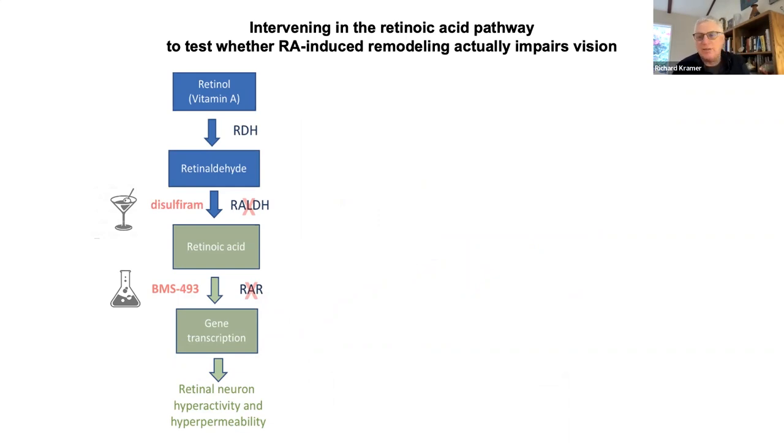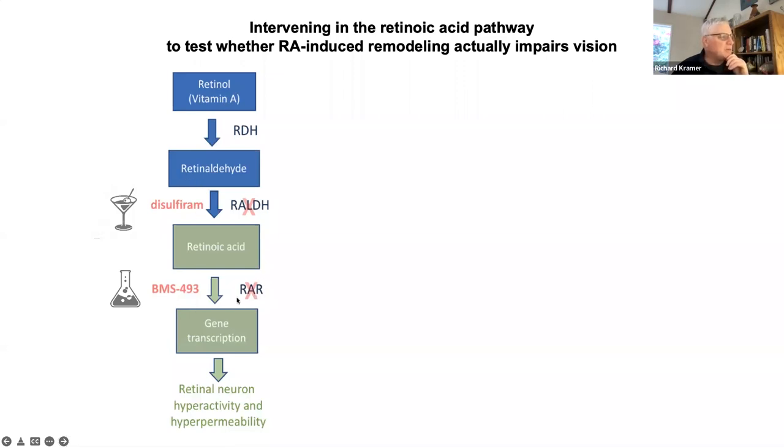What about vision itself? Do the mice actually see better? I've already mentioned how we intervene in this pathway at the level of the retinoic acid receptor with BMS-493. So just to run through this again, vitamin A is converted into retinaldehyde. When photoreceptors die, there's an excess of retinaldehyde, which leads to excessive production of retinoic acid. And that turns on gene transcription by binding to the retinoic acid receptor, and that's what causes hyperactivity and hyperpermeability.